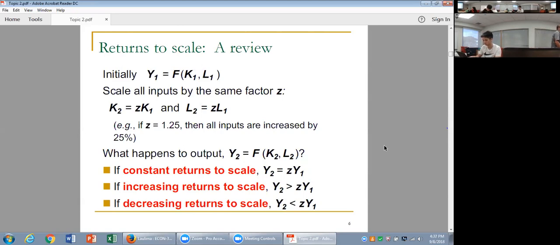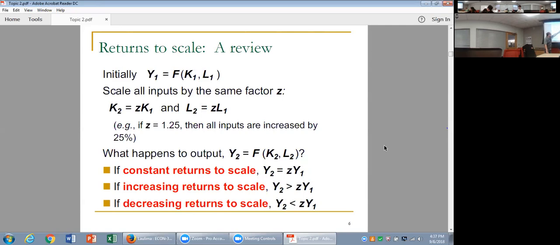To understand that, what we need to do is say, okay, let's first have our output Y equaling a function of our capital stock and our labor stock. Then let's increase everything by the same factor. Let's say I doubled everything or tripled, or in this case, what if I increased everything by 25%, as in this example here. So capital in time period 2 would then equal 1.25 K1, because it'd be 125% of K1.